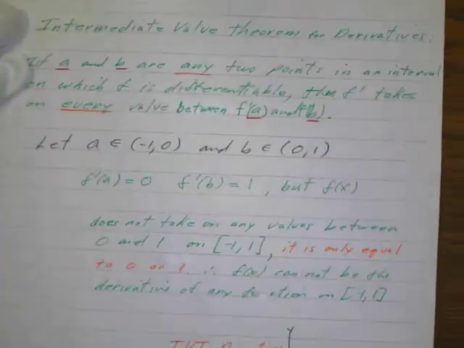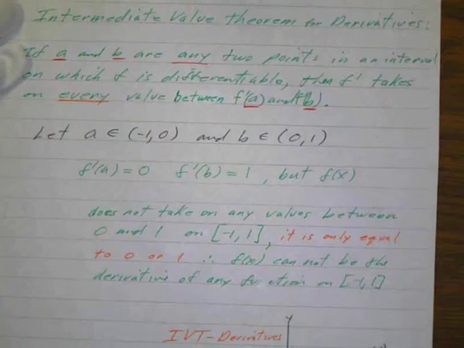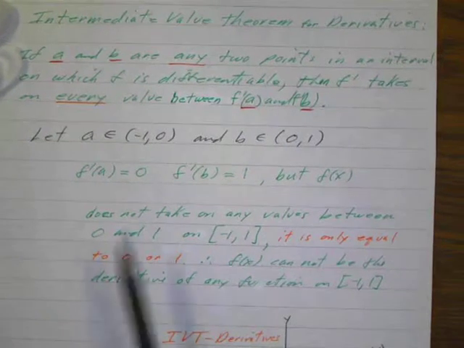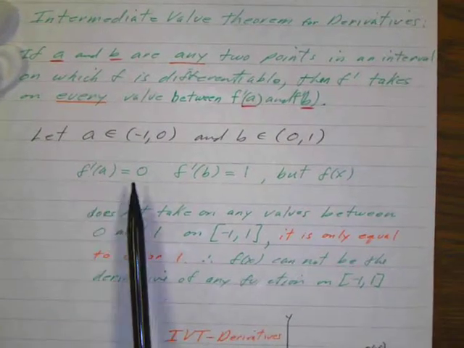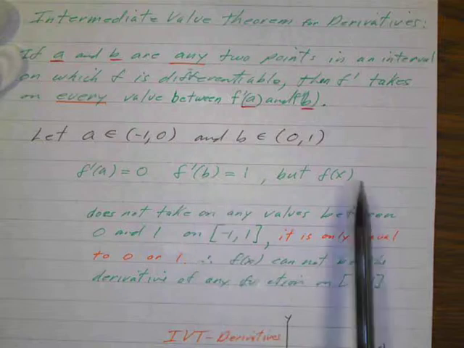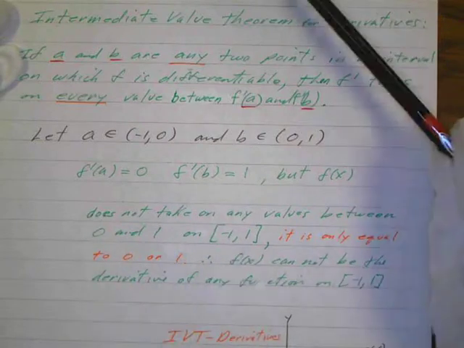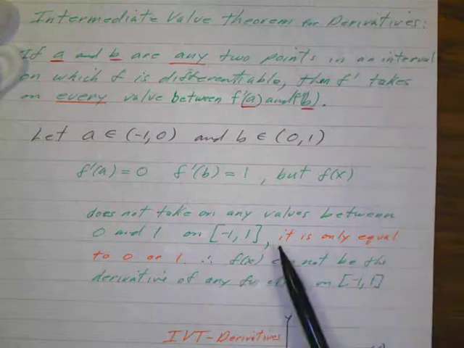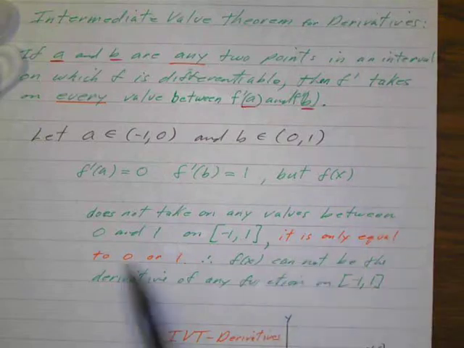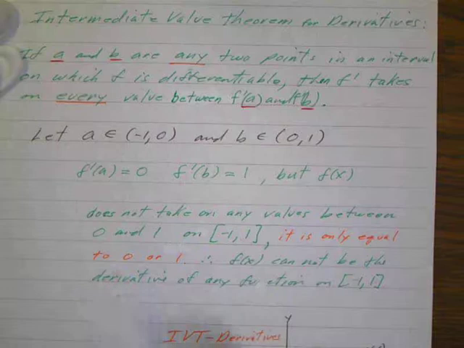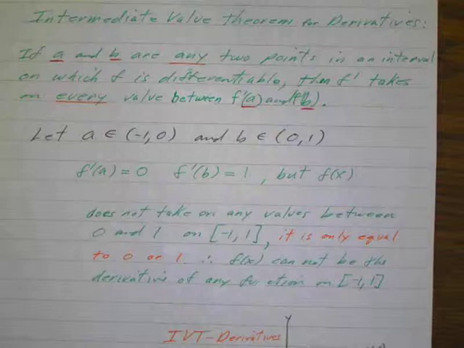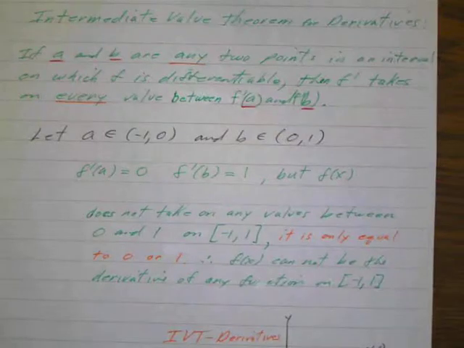So therefore, you could say, now you have to think about this. This is a tough one. F prime of A equals 0, f prime of B equals 1, but f of x does not take on any value between 0 and 1 on this interval, -1 and 1. I wrote down here, it is only equal to 0 or 1, not any number in between. So therefore, it cannot be the derivative of any function on this interval. Okay? So that's what you've got there.